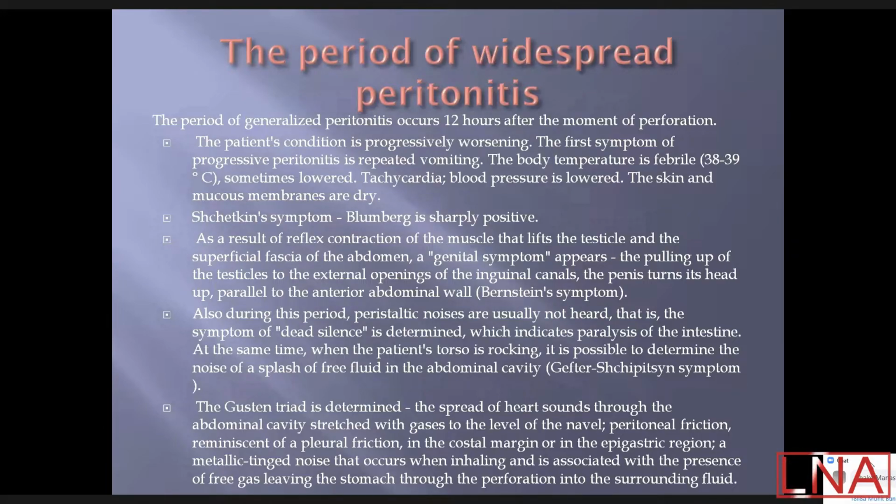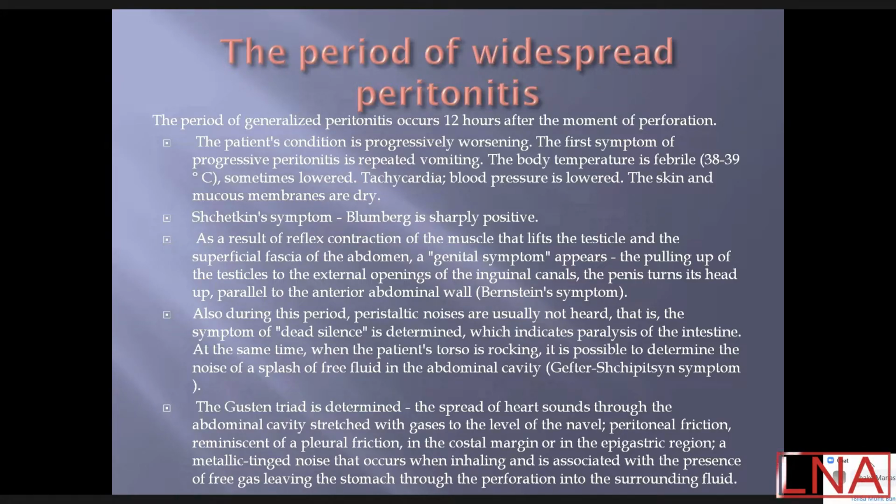The tongue is dry, densely coated with a dark brown coating. The abdomen is swollen due to intestinal paresis or paralytic intestinal obstruction. The abdominal wall is stretched and tense, with elastic tension. It is painful on palpation and percussion. The abdominal region may be observed when the abdominal wall is pulled in upon inhalation, simultaneous with the rise of the chest.